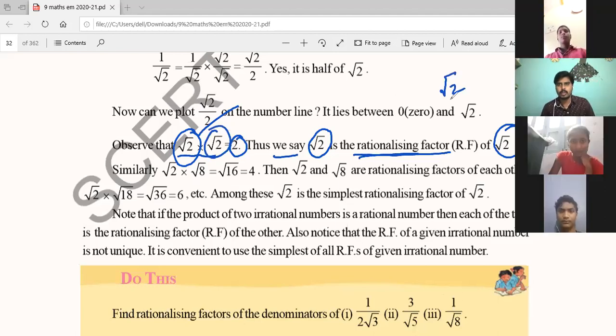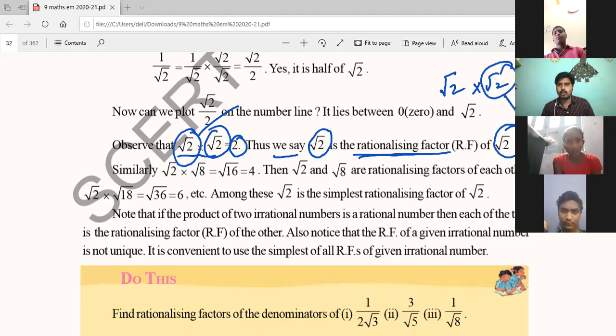Suppose you have root 2. If you want to convert that into a rational number, what do you have to do? Just take one more root 2 and multiply. It becomes root 2 whole square. The square root gets cancelled. You will get 2. Now this is a rational number, right? Okay, clear?